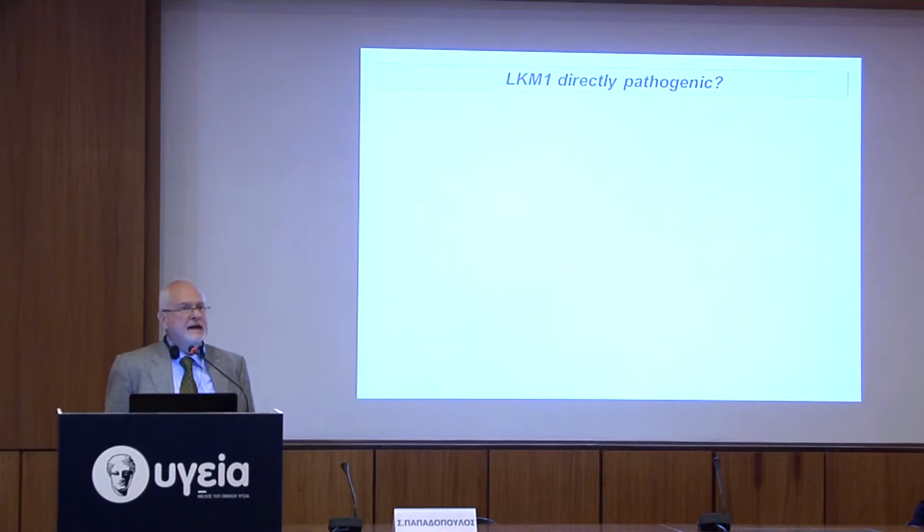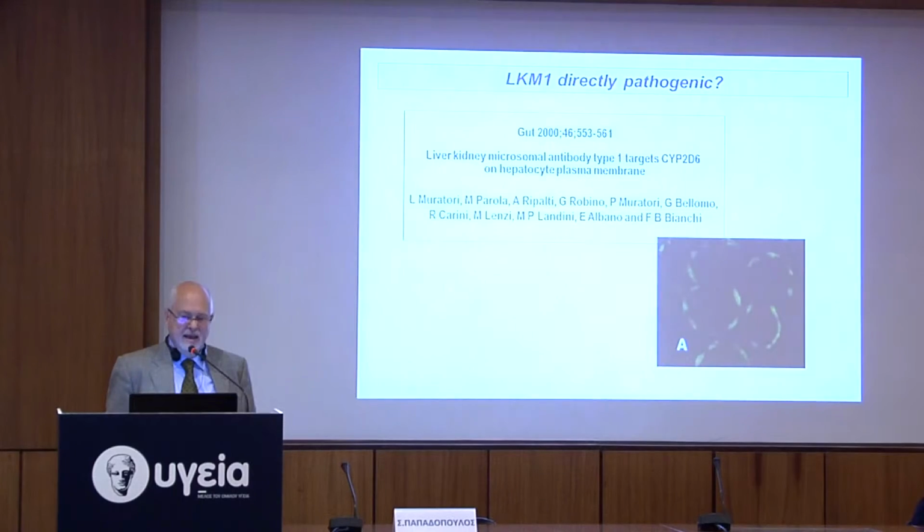One thing that one asks is: is the liver kidney microsomal antibody directly pathogenic? Luigi Muratori, in the group of the late Franco Bianchi, has shown that the antibody reacts with the surface of the hepatocyte, because the target of liver kidney microsomal is present in the endoplasmic reticulum, but 5% is exported onto the external side of the membrane. So there is the possibility that liver kidney microsomal antibody is pathogenic directly.